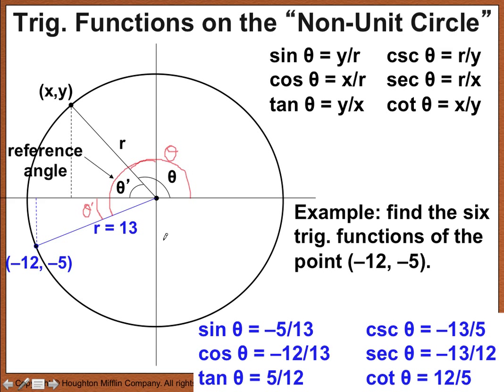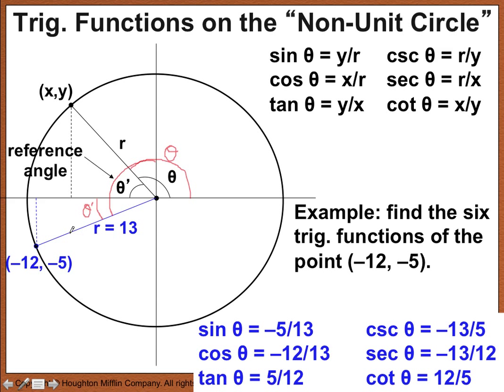But notice that we're asked to find the sine, cosine, tangent, cosecant, secant, and cotangent of theta, not theta prime. If I just found it for theta prime, all the values, of course, would be positive, because I'm simply dealing with an acute angle. But since I'm dealing with this large obtuse angle, I need to consider what quadrant the angle is in.